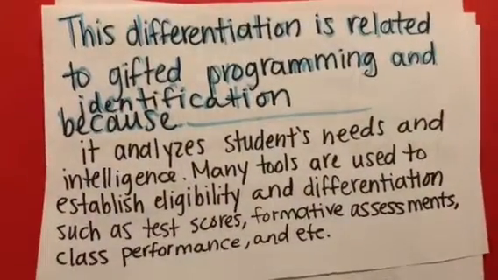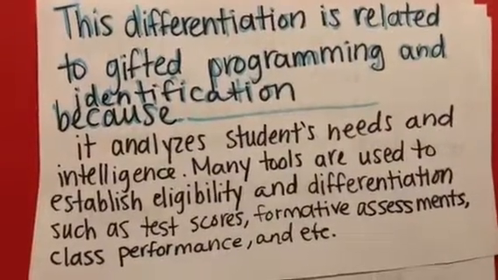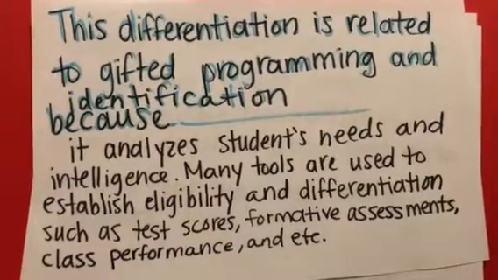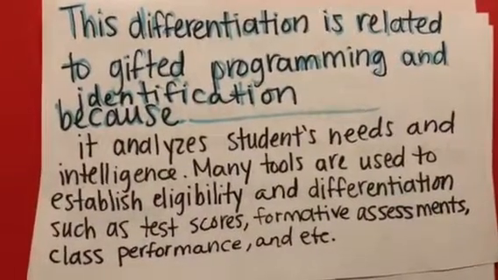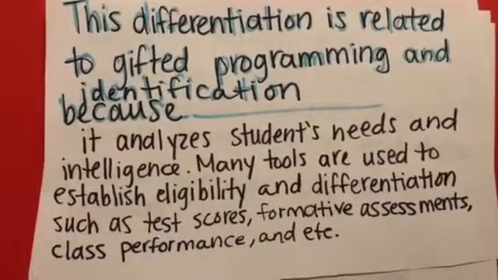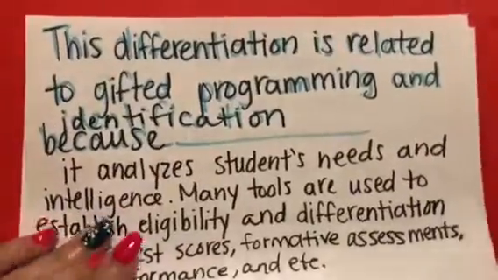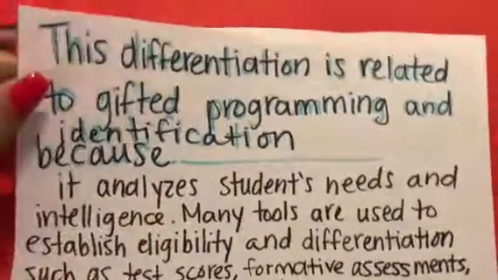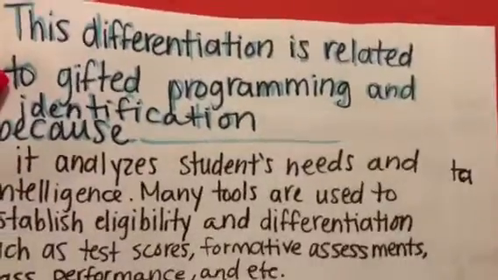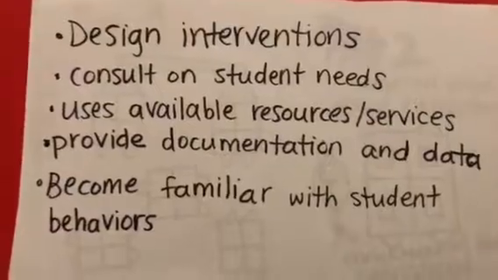So this differentiation is related to gifted programming and identification because it analyzes students' needs and intelligence. So we use almost the same tools in establishing eligibility and differentiation, such as the test scores, formative assessments, class performance, observations, and so many more tools. So it's just based on the needs and looking at the data that we have to see how we could fulfill their goals in their education plan.